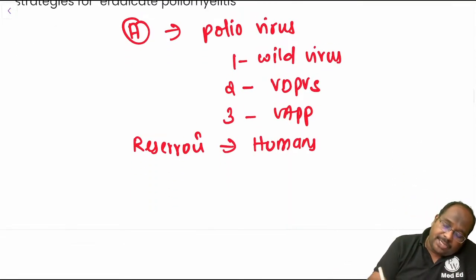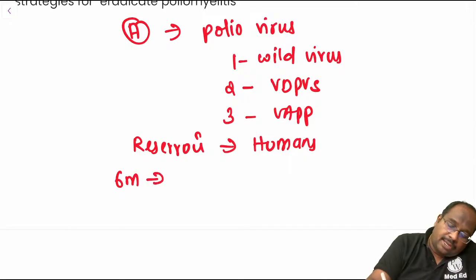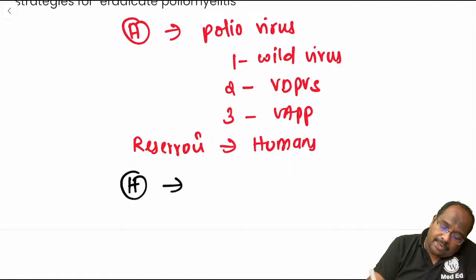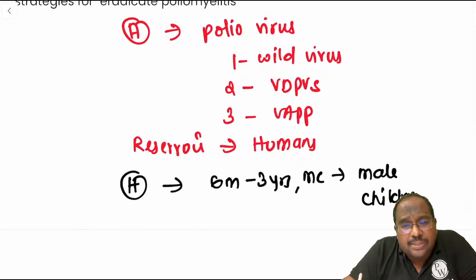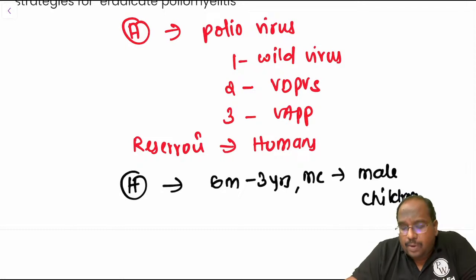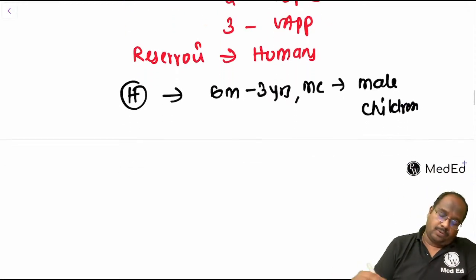Which age group is it common in? This is epidemiology. It is common in the age group of 6 months to 3 years and more common in male children. Can you tell me how polio is transmitted? What is the mode of transmission of polio?